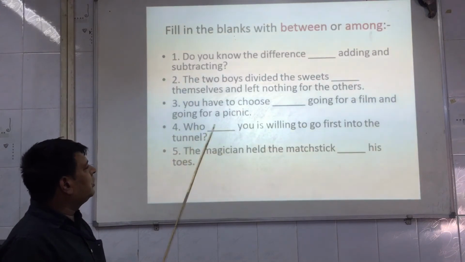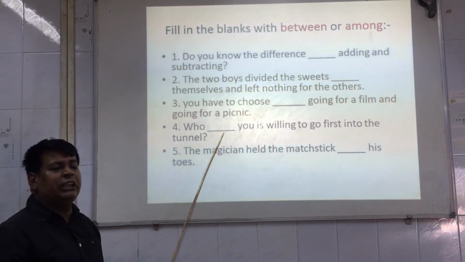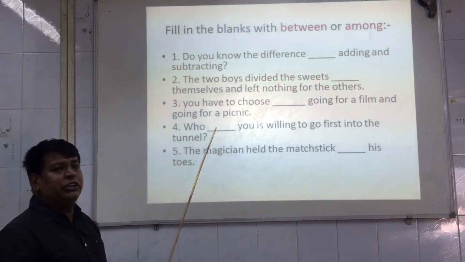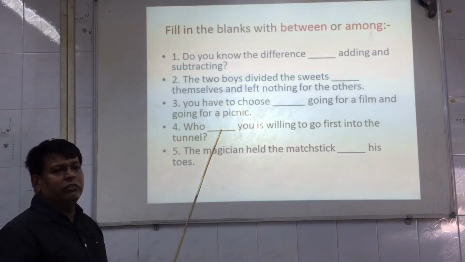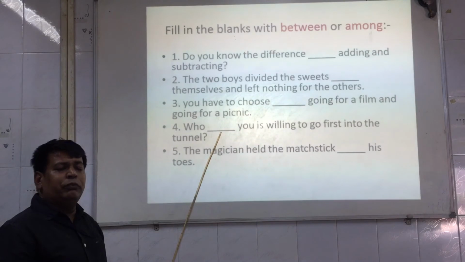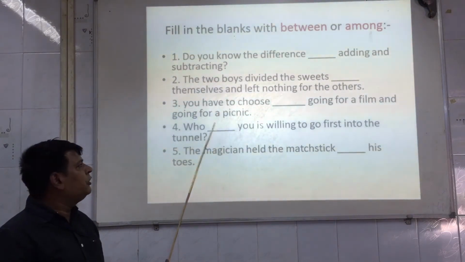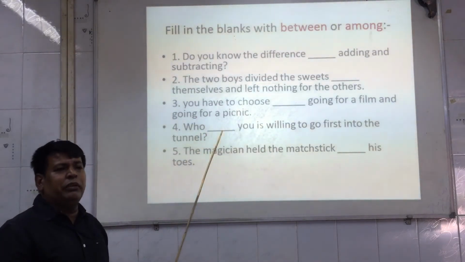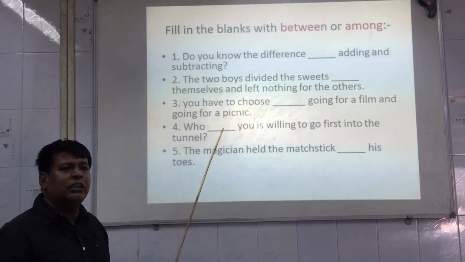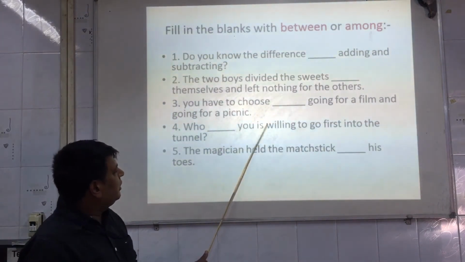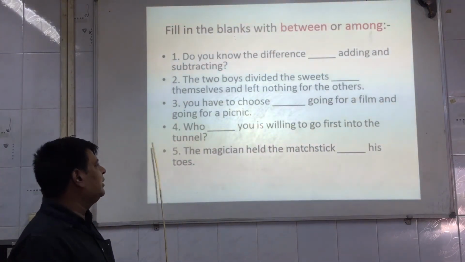Now, who dash you is willing to go first into the tunnel? Which preposition will come in this blank? Here we will use the preposition among. Who among you is willing to go first into the tunnel? Here we are talking about more than two people or things, that is about a team. So when we talk about more than two people or things, we use the preposition among. Clear, students? See the fifth one.